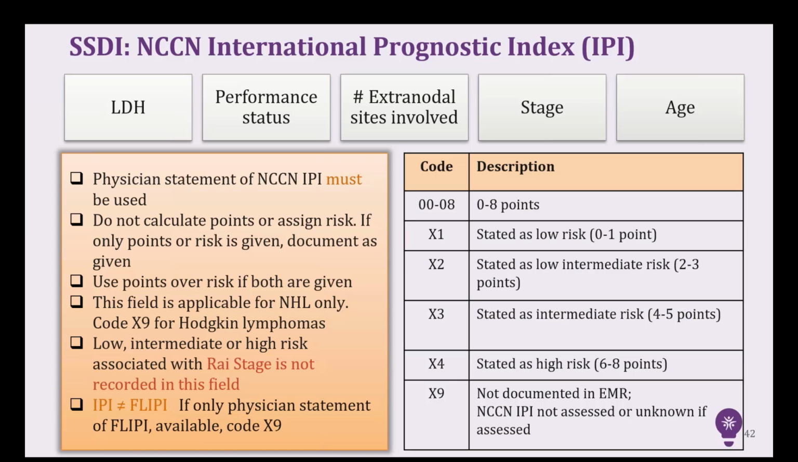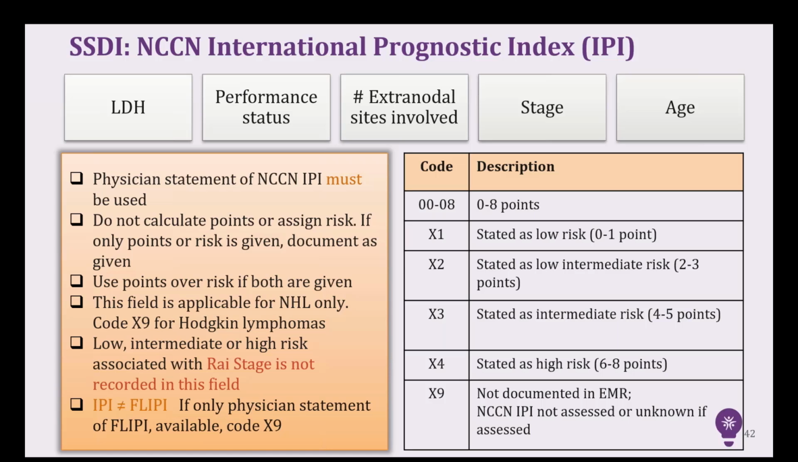Do not try to calculate points yourself or assign a risk. So if only points or risk are provided, document exactly as given. Notice we have codes for 0 to 8 points, but we also have codes for if it's just stated as low risk or low intermediate risk: X1, X2, X3, and X4. If both points and risk are provided, the points have priority over the risk. This field only applies to non-Hodgkin's lymphoma, so all Hodgkin lymphomas will be coded to X9.